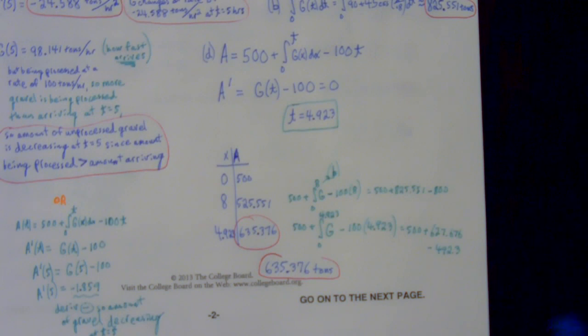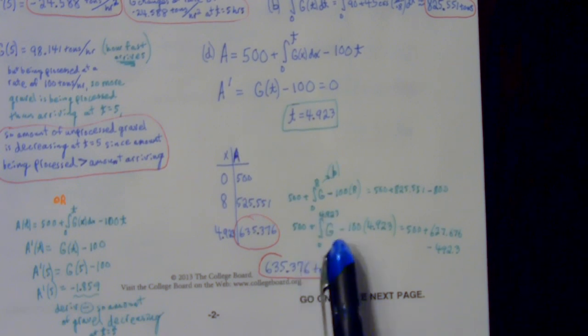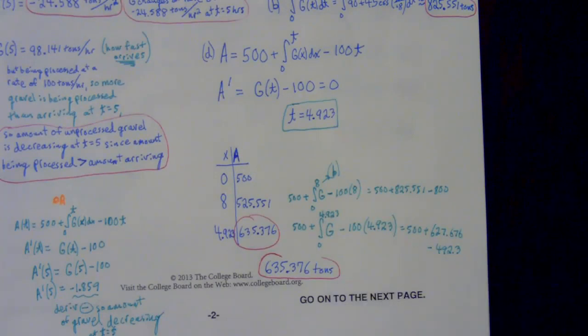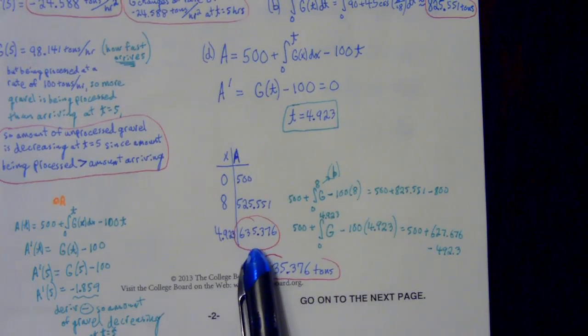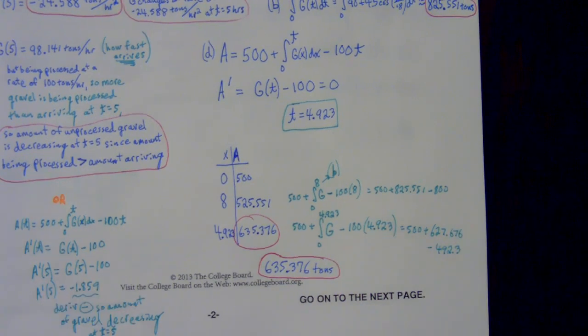And then I did the math 9 with this stuff in the calculator. I did 500 plus the math 9 of that G function, and then minus 100 times that 4.923 number in there. So you kind of see my arithmetic there, and it was a calculator problem. Then you're going to get that, and that's the maximum Y value. So that's what they ask for. Now, if it says what time does that occur, that would be your 4.923 seconds. But it says what is the maximum amount of unprocessed gravel, and that's going to be that 635.376 tons.